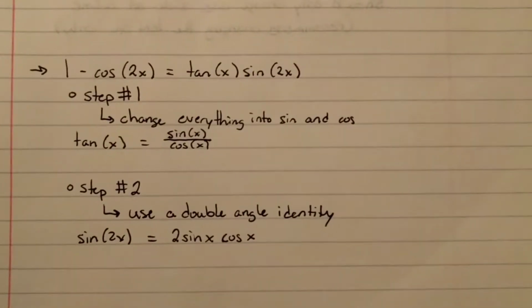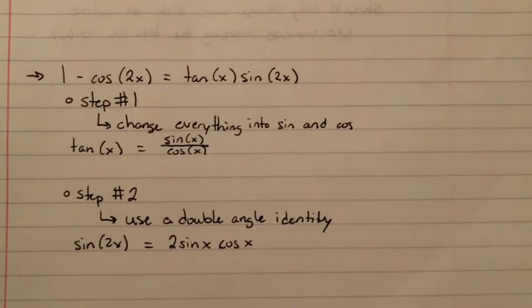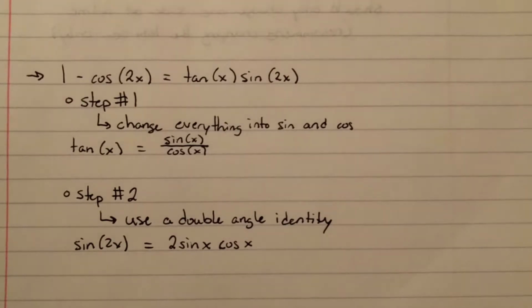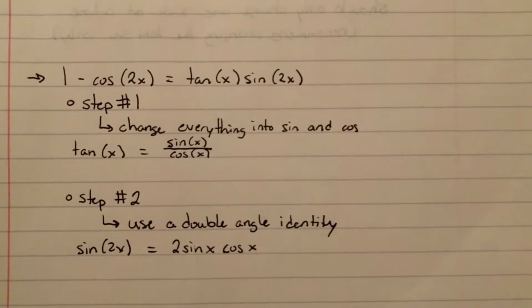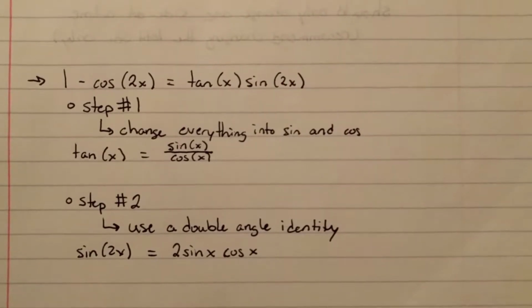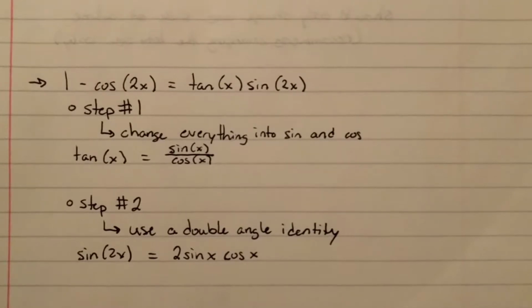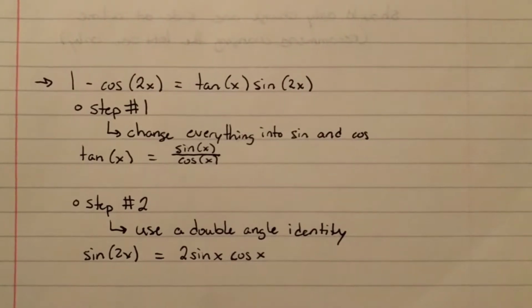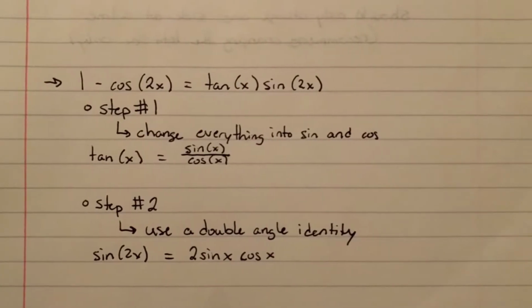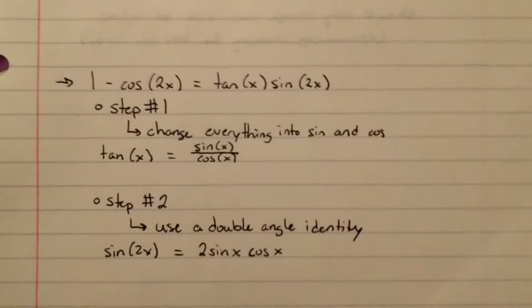The second identity would involve changing everything into sine and cosine. This would change the right side of the equation, and tan x will be changed into sine x over cosine x. Step 2 would be using a double angle identity, and that would involve changing the sine 2x on the right side of the equation into 2 sine x and cosine x.